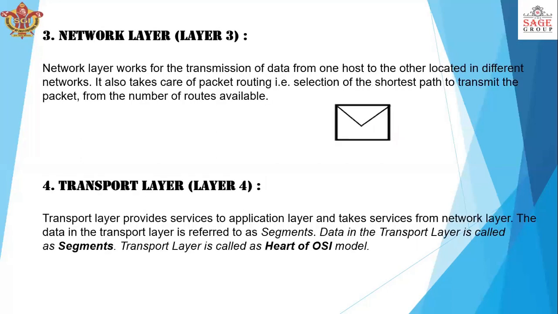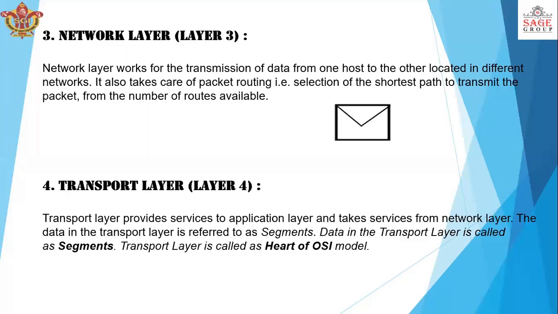The next is the network layer. The network layer works for the transmission of data from one host to another host located in different networks. It also takes care of packet routing, that is, selection of the shortest path to transmit the packet from the number of routes available. So it will always choose the shortest path for delivering packets.